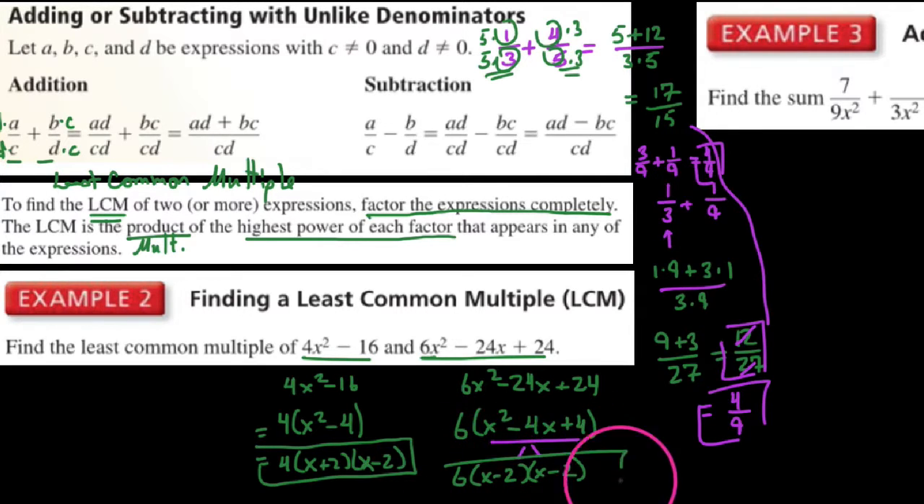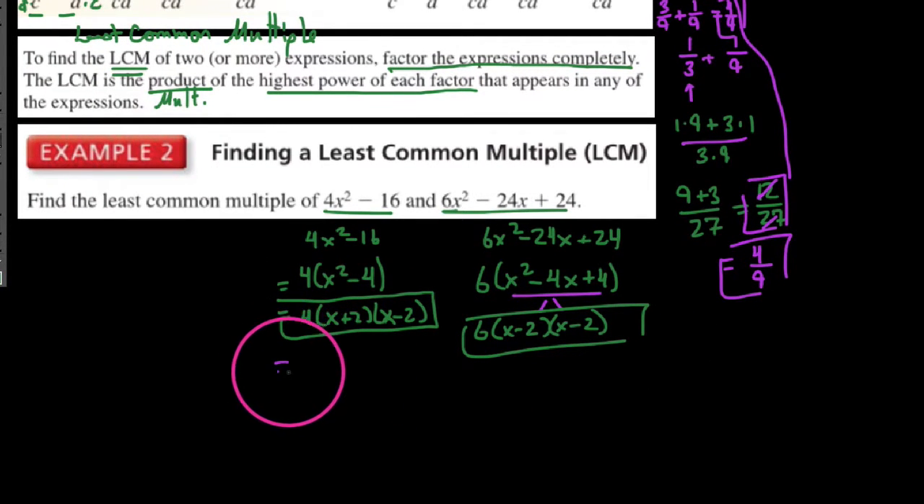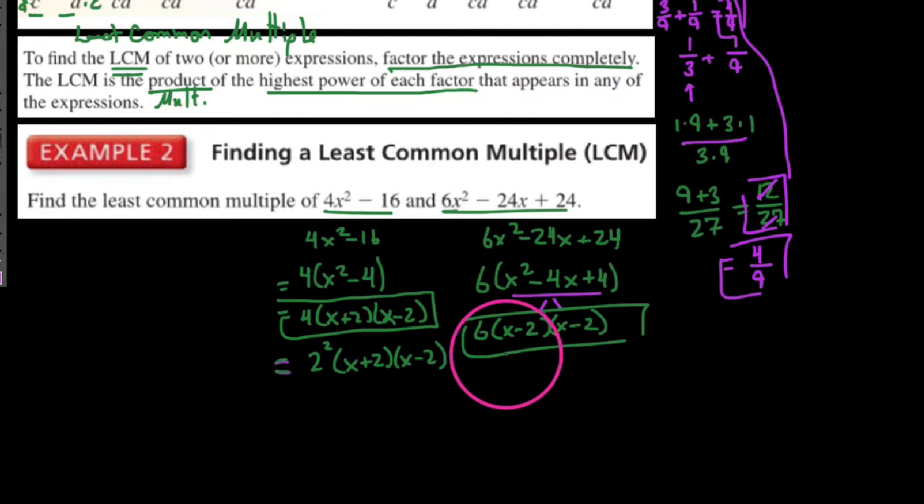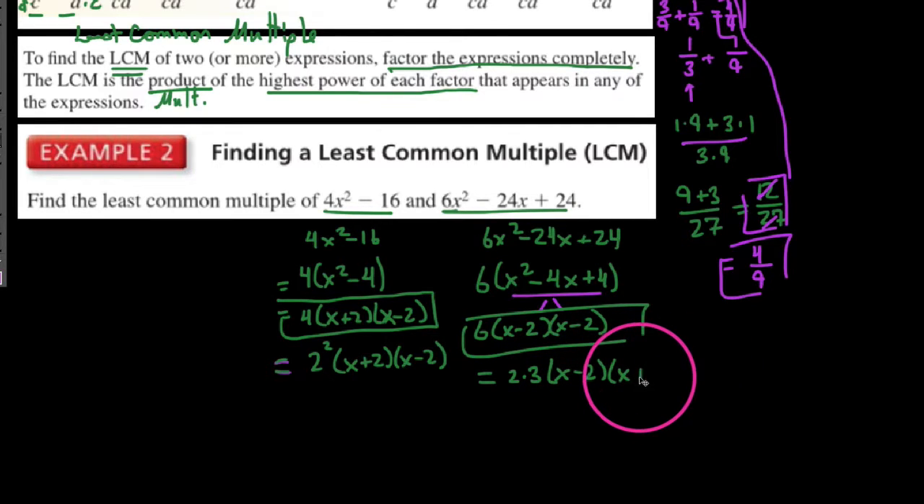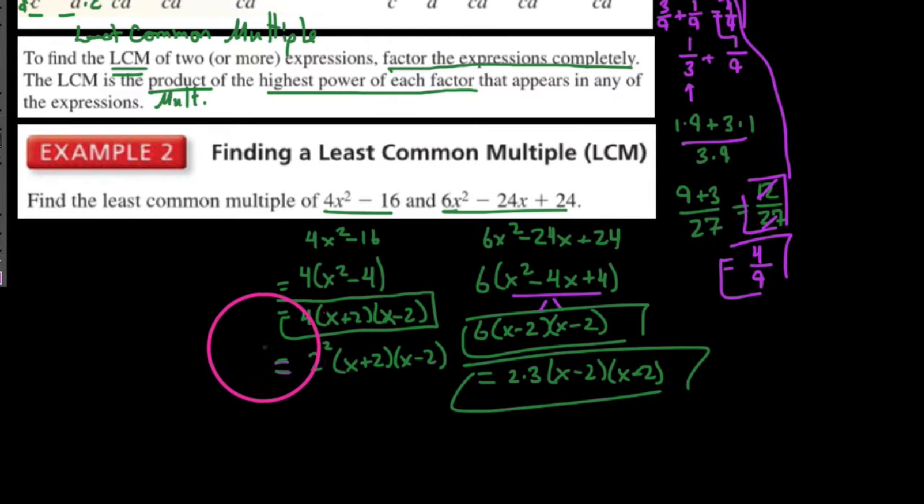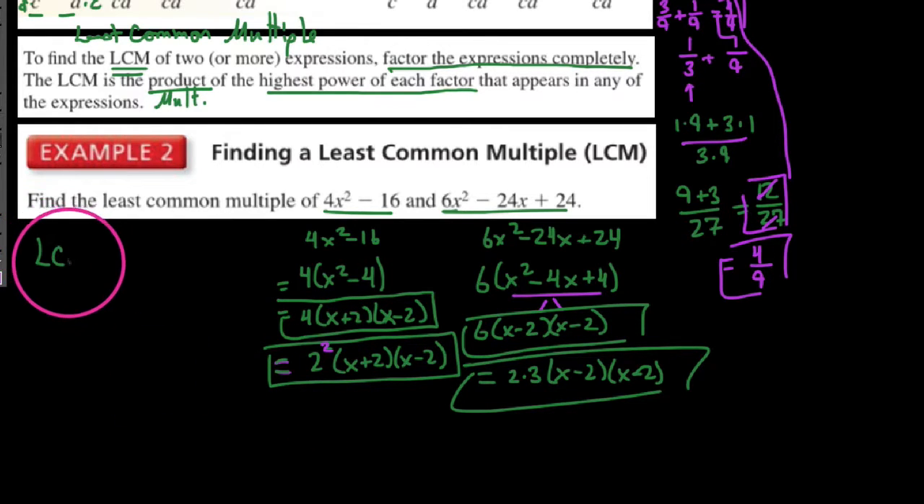Okay, so this is the cool bit about this. And you know what? Actually, I want to take this a step further just to show you something here. That 4 is really 2 times 2. So I'm going to say 2 squared times x plus 2, x minus 2. And over here, this 6 is really the same thing as 2 to the first times 3 to the first times x minus 2 times x minus 2. I just want you to see that we would want to get this down into its most essential prime factors. And so from there, we could see that going through factor by factor here, we can find the LCM.